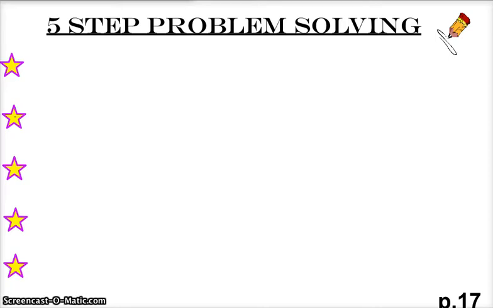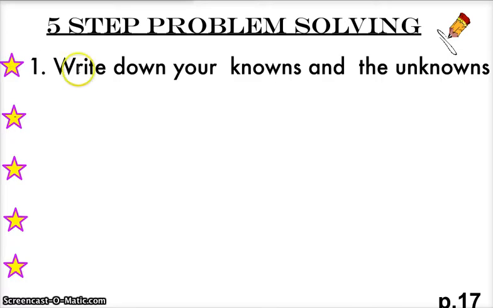You're going to write this down in your notes, our 5-step problem solving under that heading. Your first step you're going to copy down is to write down your knowns and unknowns. You're going to be given word problems, and in those word problems you're going to be given numbers. So your first step is to write down all the numbers you know, and then find out what the question is and write down your unknowns.